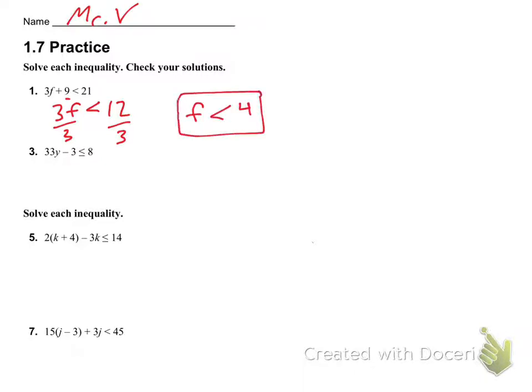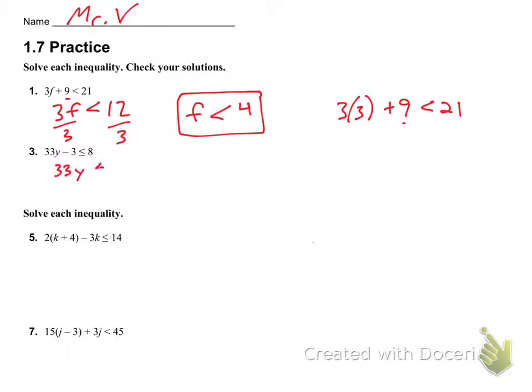So you can check this answer by putting in any number that's less than 4. So if I wanted to check it, I would do, say, 3 times 3 plus 9 would be less than 21. Is that true? So that'd be 9 plus 9, which is equal to 18, and that would be less than 21.